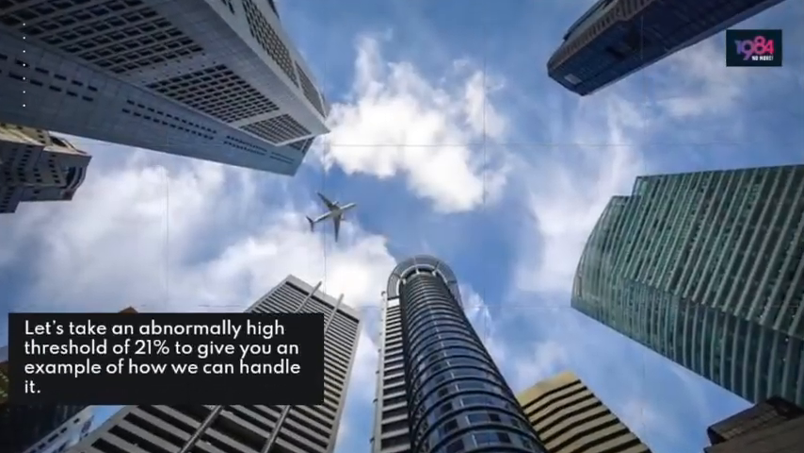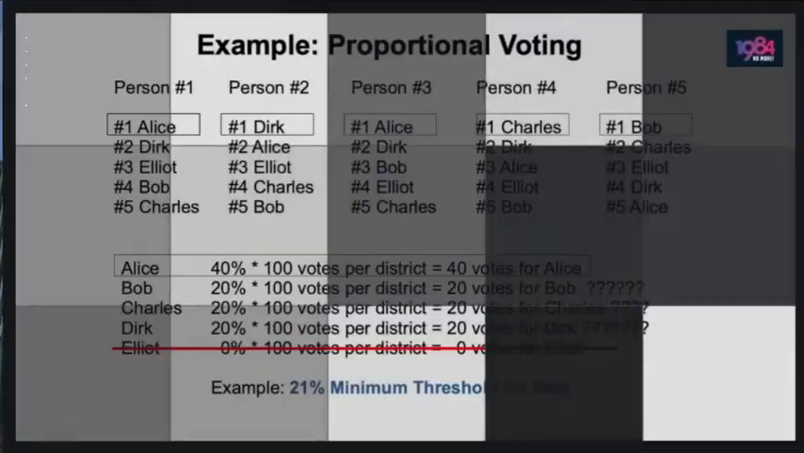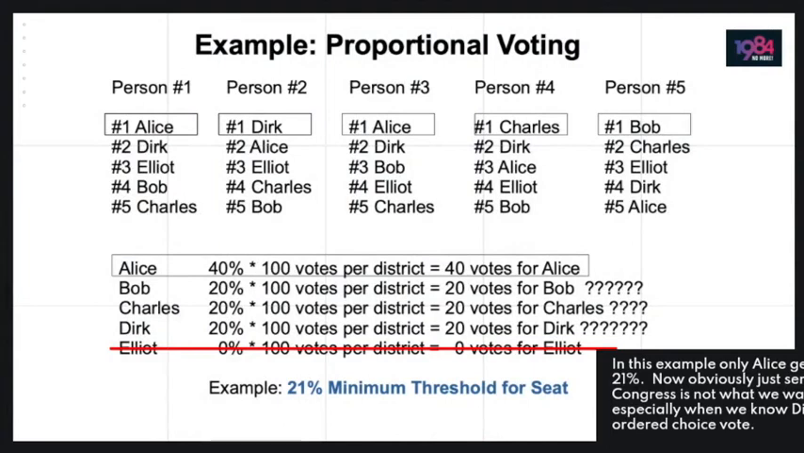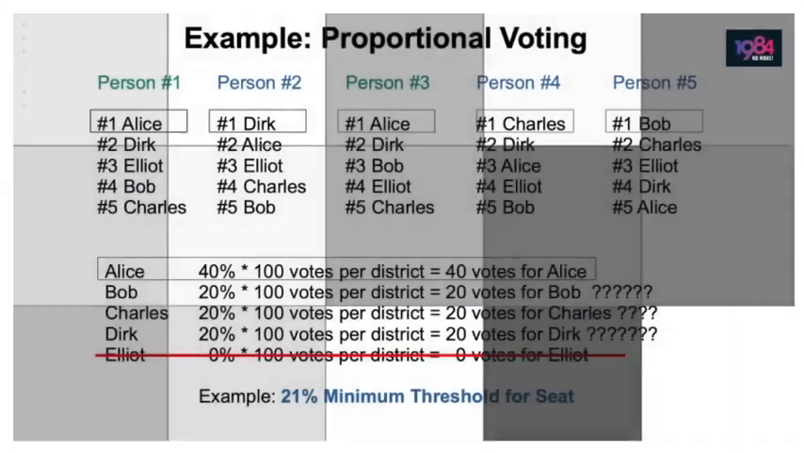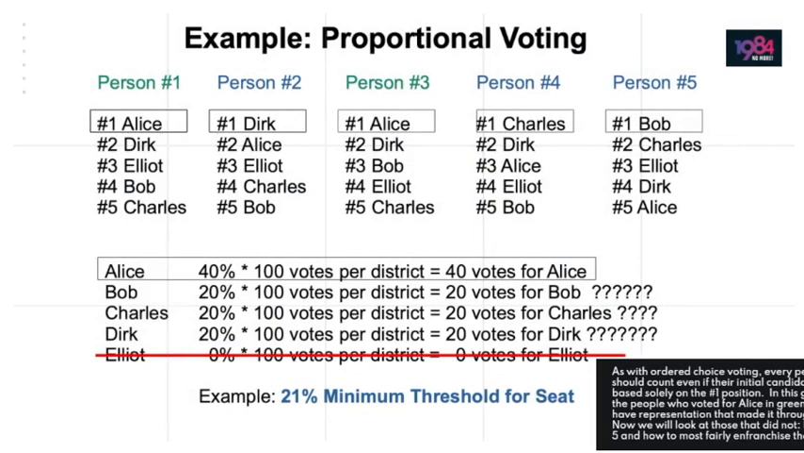Let's take an abnormally high threshold of 21% to give you an example of how we can handle it. In this example, only Alice gets above 21%. Now obviously just sending Alice to Congress is not what we want, especially when we know Dirk wins an ordered choice vote. As with ordered choice voting, every person's vote should count even if their initial candidate did not win based solely on the number 1 position.